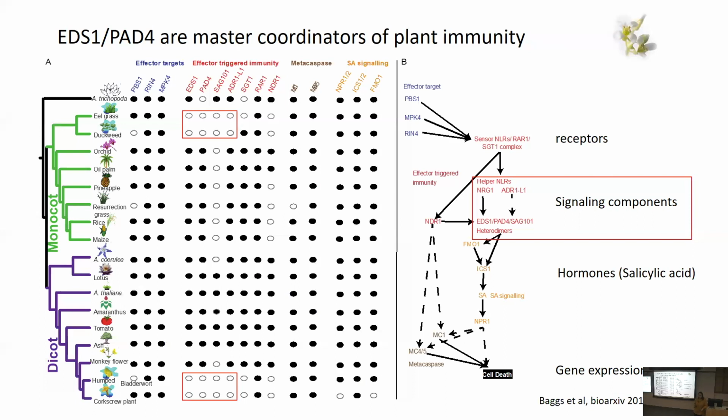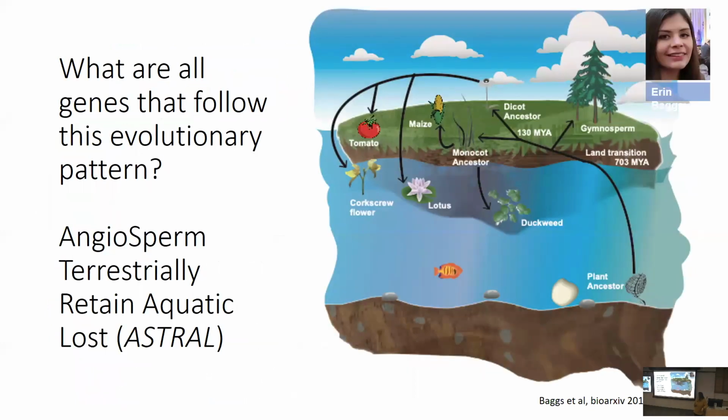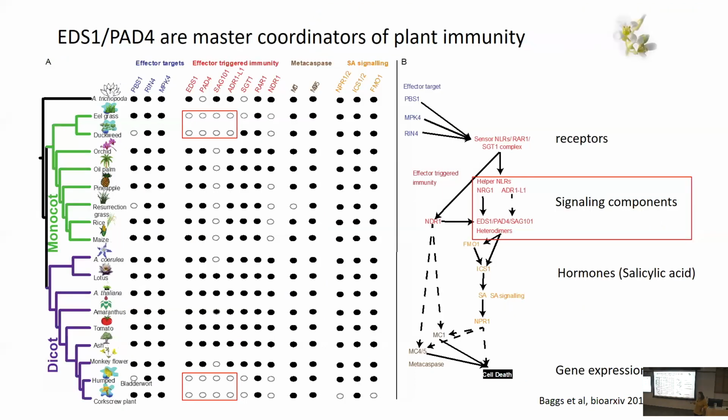So the next question Aaron asked, and I thought that was quite clever, is if we look at all genes that are convergently lost in aquatic environments, what are any other genes that we might find? Because I told you, there's a big black box here. We still don't know exactly how that signaling happens and whether we have all of these components, right?